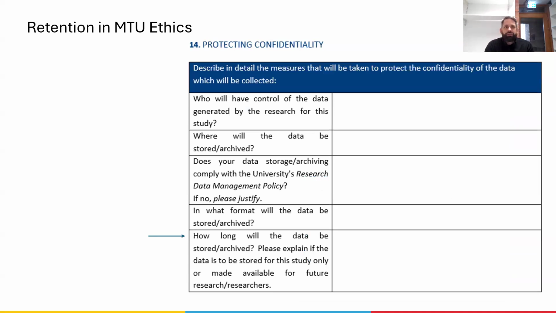A cursory glance into the MTU ethics forum, if you go down to number 14 on protecting confidentiality, they ask the question, how long will the data be stored and how long will it be archived, if it's going to be archived? Explain if the data to be stored is made available for future researchers. So again, we're going back to that. We want to know what's going to be done with the data at the end, how is it going to be looked after, and is it going to be retained at all? And that's not just for all of the data that you might collect. It might be a subsection of the data. It could be split out into different sections. So there could be parts of data that are available and other parts that are not.